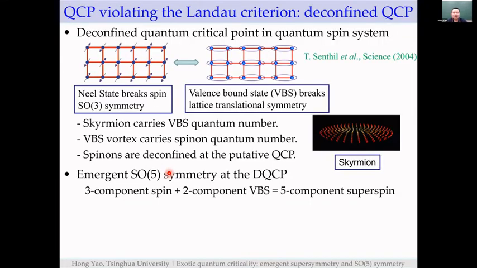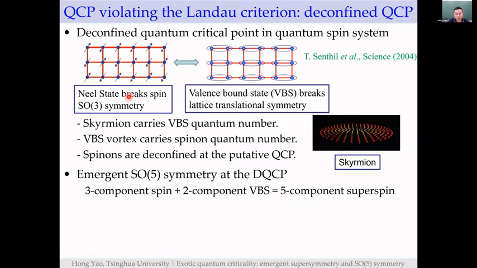So what is a deconfined quantum critical point? The deconfined quantum critical point was first proposed by Senthil et al. around 20 years ago. It's a quantum critical point that violates the Landau criterion.